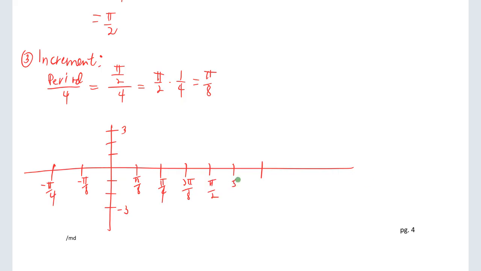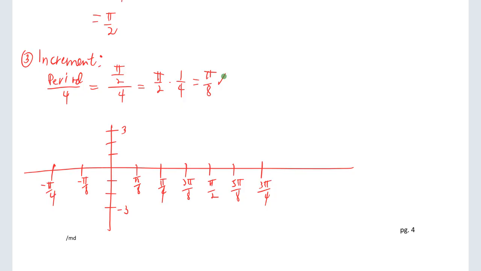And then 5 pi over 8. And then plus 3 pi over 4. Okay. All right. Now, how I got those points is I just keep on adding our increment, which is pi over 8, to each of those values. Okay.